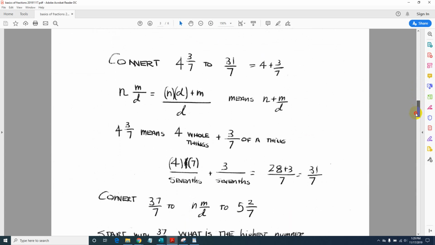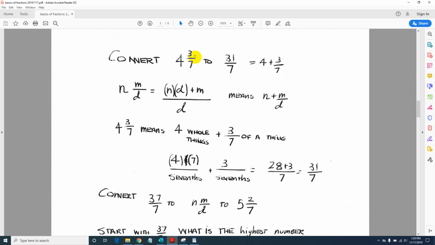Now you have to know how to convert a mixed number to an improper fraction. A mixed number is like 4 3/7. You know, it's like you have $2.25 in your pocket. You have 2 dollar bills and a quarter of a dollar. It's a mixed number. You have to know how to convert it to a fraction. This is important in adding, subtracting, multiplying, and dividing fractions.